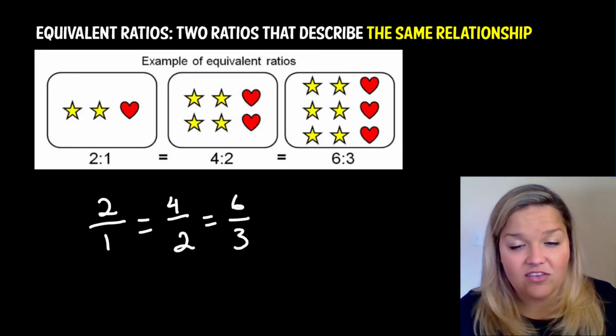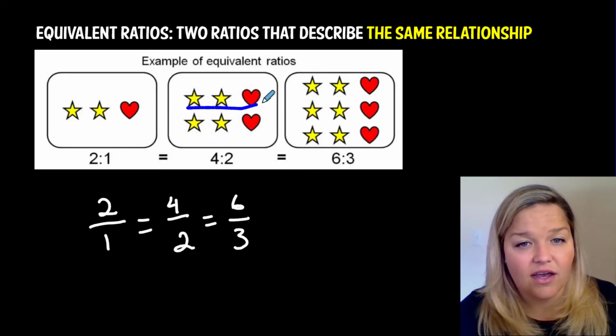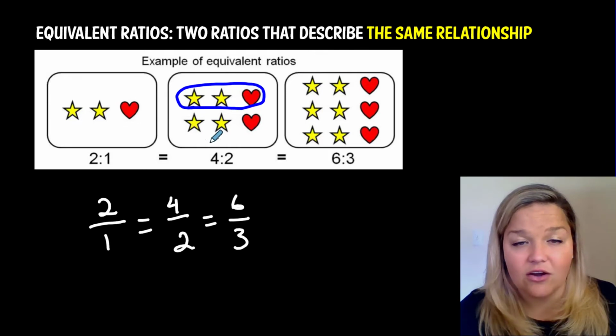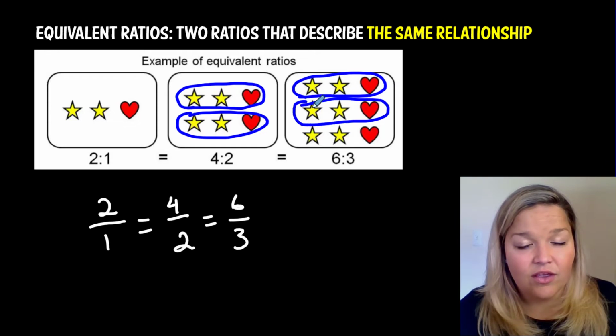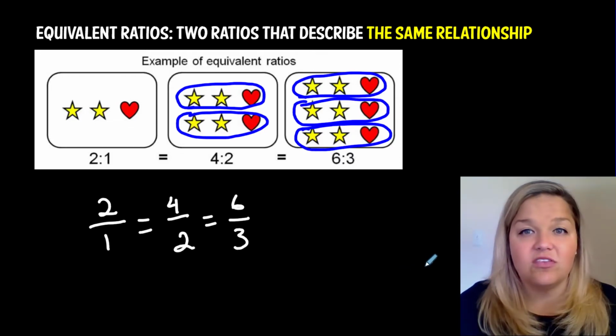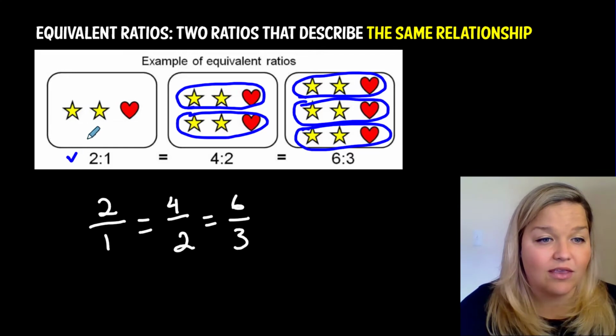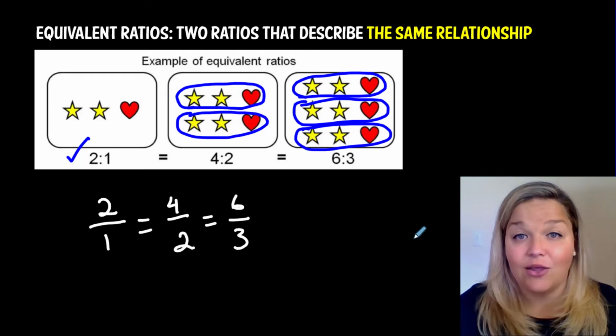Let's go back and see how we can see this in our pictures. 2 stars for every 1 heart. Over here, I can make a group of 2 stars for every 1 heart as well. And over here you can see it's the same. 2 stars for every 1 heart. So equivalent ratios are ratios that are all making the same comparison. They can all be simplified to lowest terms to make the same comparison. There's a lot of similarities between equivalent ratios and equivalent fractions.